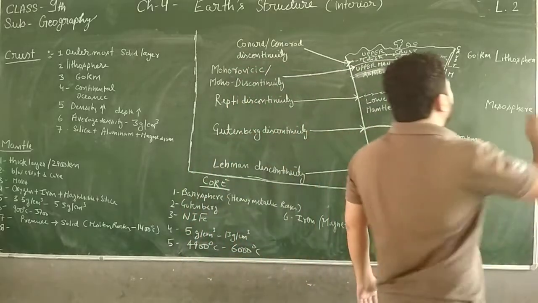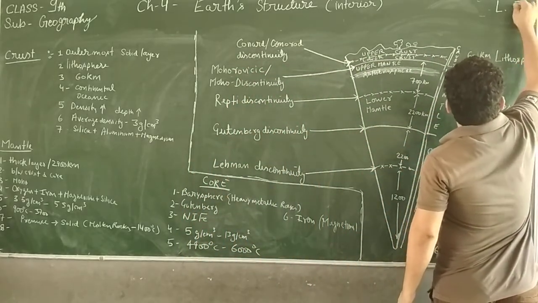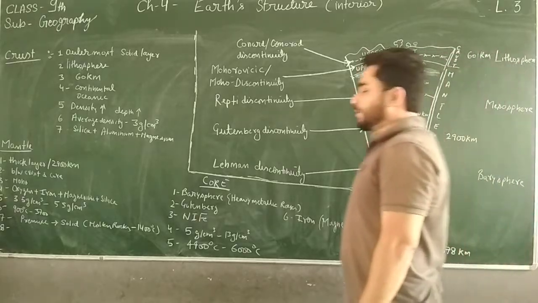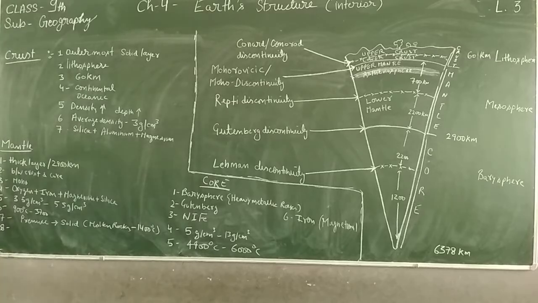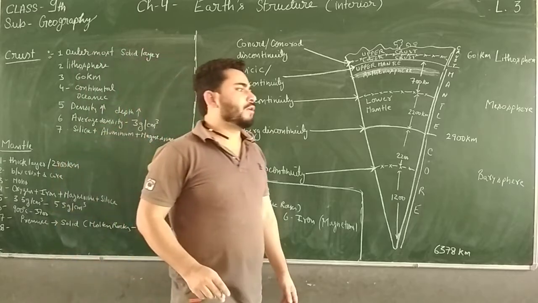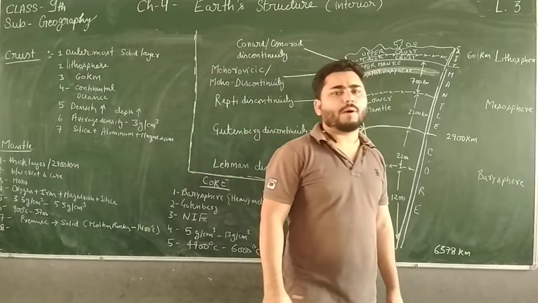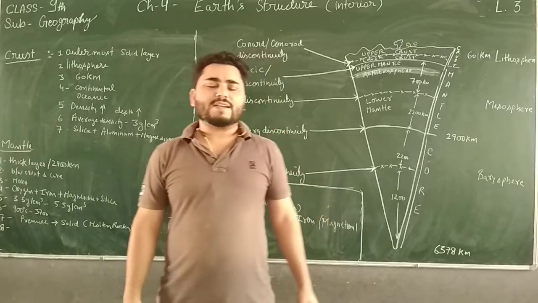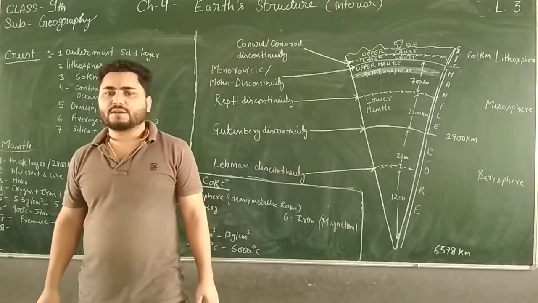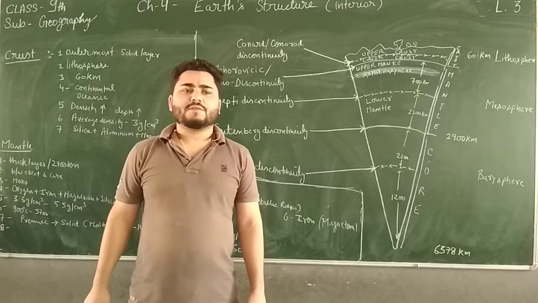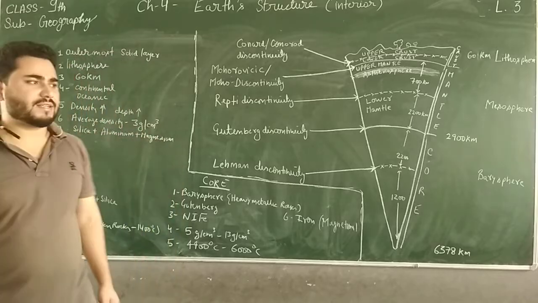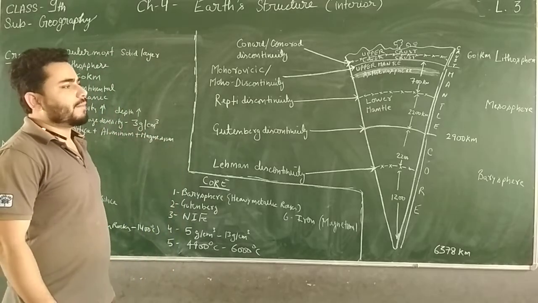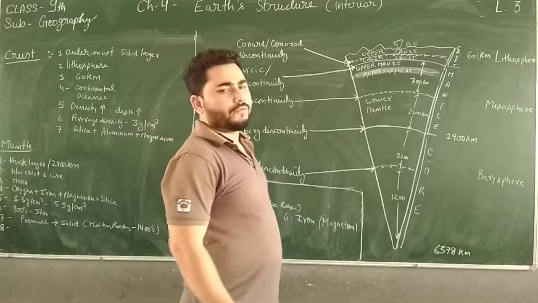Dear students, this is the third lecture of chapter 3 of geography, which is Earth's structure. In this chapter, we are studying the interior of the Earth. So far we have studied the sources of information, that is, how we come to know about the interior of the Earth. In that series, we have studied seismic waves, volcanoes, and meteorites, and then we also studied the composition of Earth.